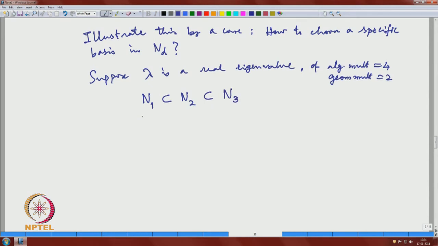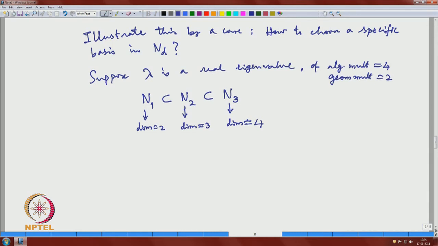and this dimension is 2, this dimension is 3 and this dimension is 4. Suppose I have this situation. There are other possibilities, so let us take one such possibility. And now, I would like to construct a basis where A is simplified to an upper triangular matrix.